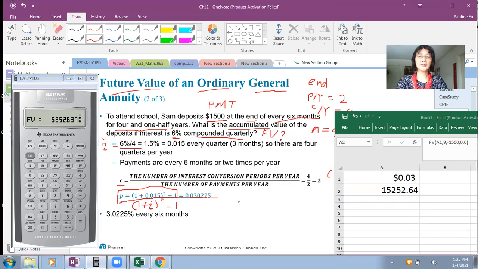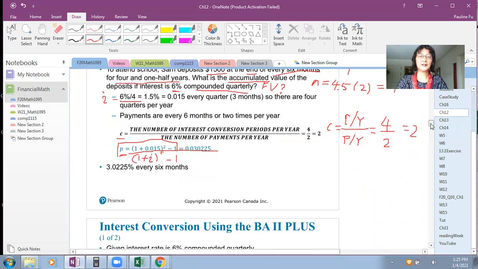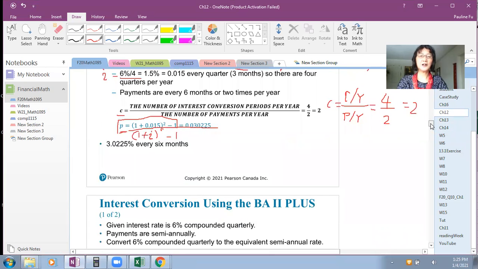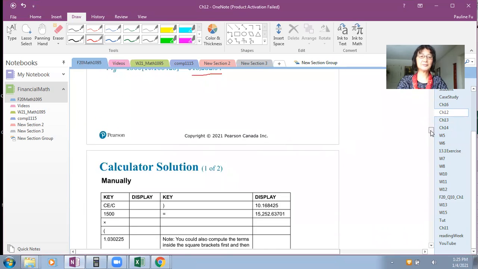So this is how we calculate future value for an ordinary general annuity.